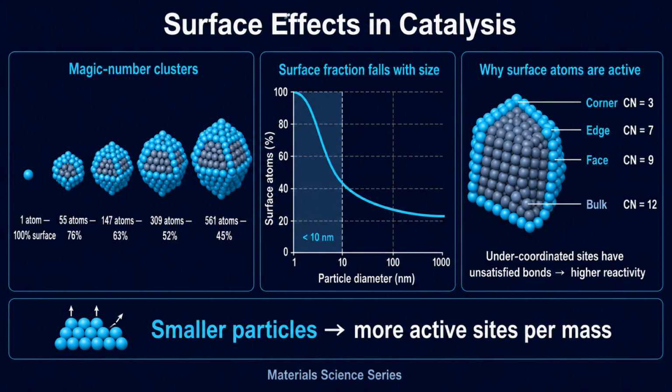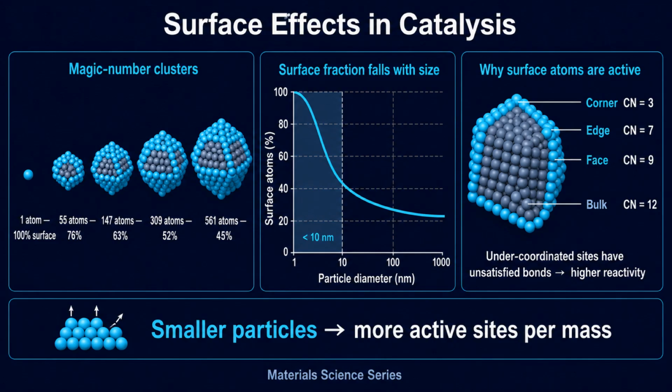Why does this matter? Surface atoms are catalytically active because they have unsatisfied coordination bonds that can interact with reactant molecules. Bulk atoms are fully coordinated and essentially inert. This geometric effect alone predicts that smaller particles should be better catalysts per unit mass. But there's more. Not all surface atoms are equal.